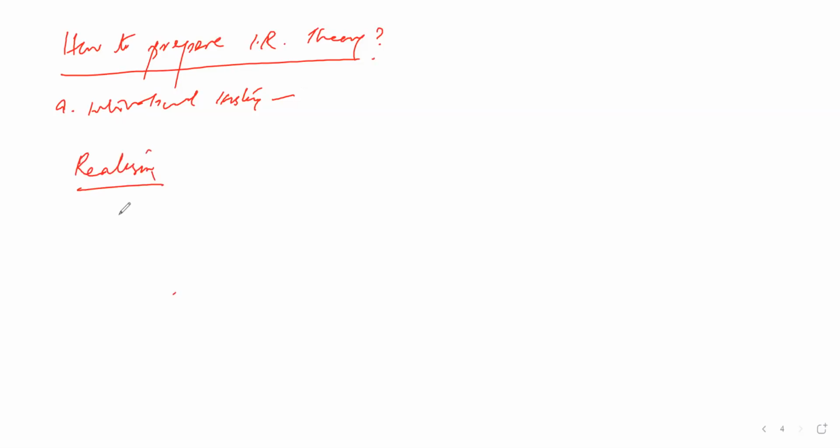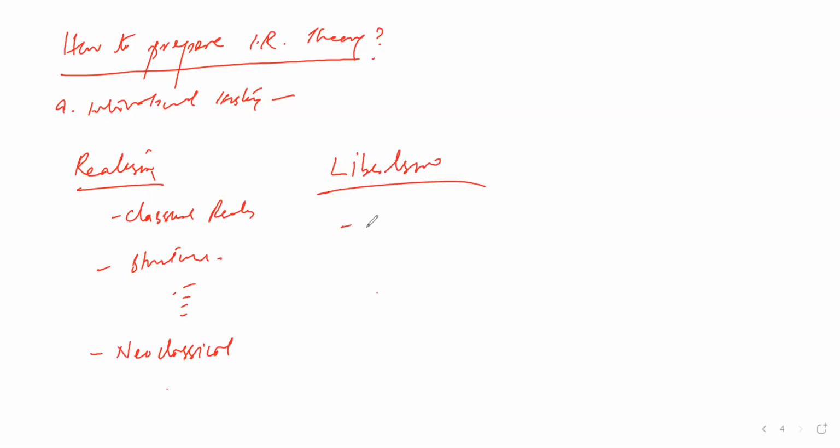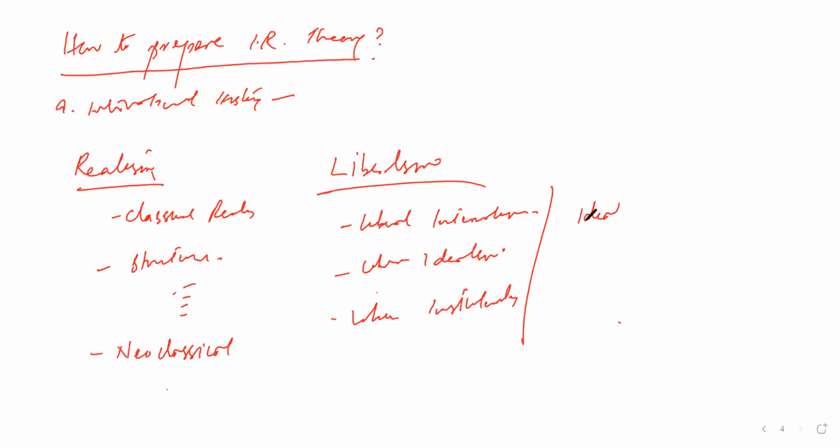Within the single chapter, you would come across classical realism, you would come across structural, then variations of structural, and then you will come across neoclassical. Same is the case with a chapter on liberalism. Within liberalism, you will come across three major variations in some books: liberal internationalism, adjoined with liberal idealism, liberal institutionalism. And in some books, you would also come across the same pattern. They would come with idealism, then neoliberalism, then variations of neoliberalism.